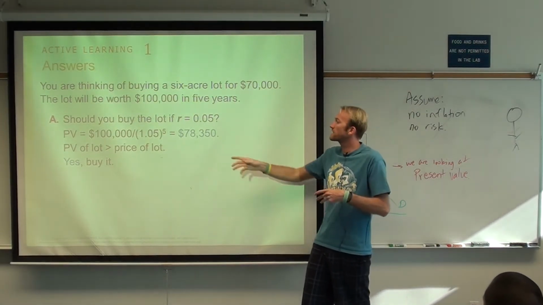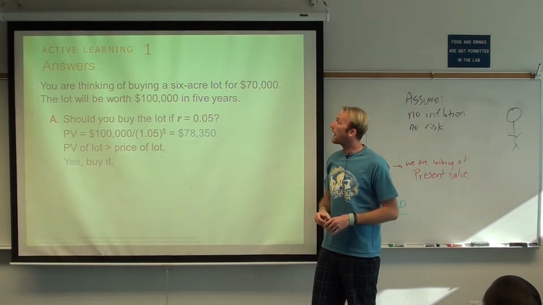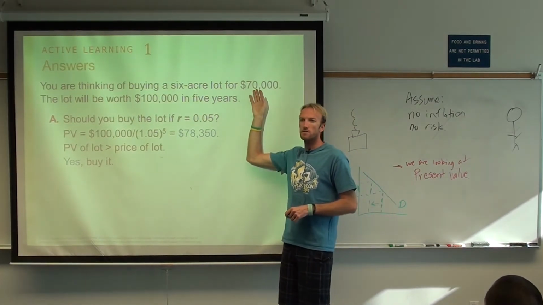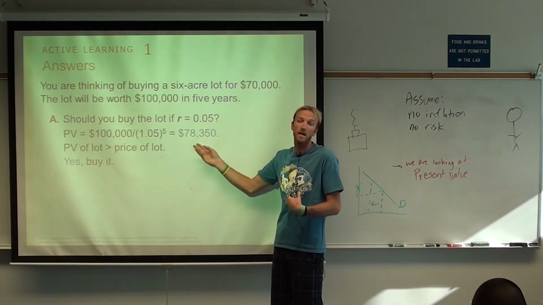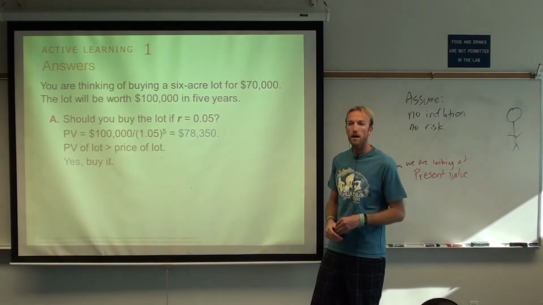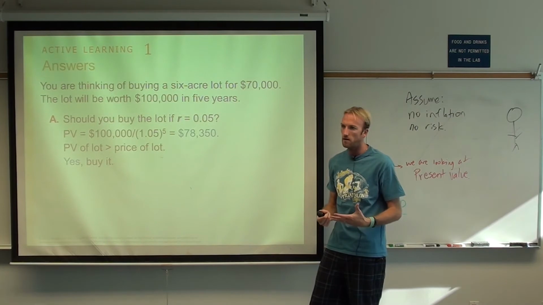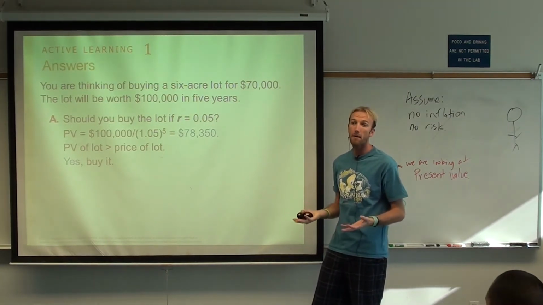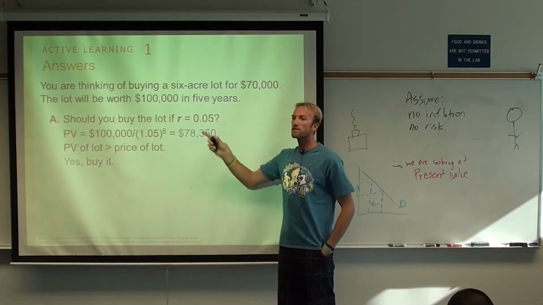It only feels like $78,350 today, right? Well, I can buy the lot for $70,000 today. I get back some amount of money that feels like $78,350, right? So, yeah, I should get it. The present value of that $100,000 is more than whatever the cost is going to be. So I'm net going to be happier, right? I'm going to make money in the future. Because the interest rate is 5%.